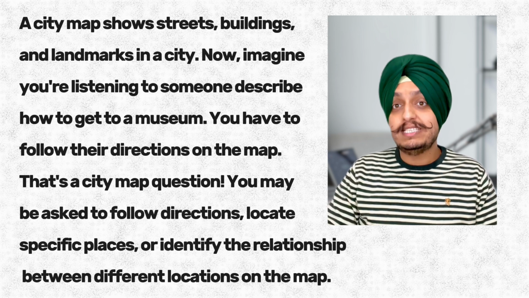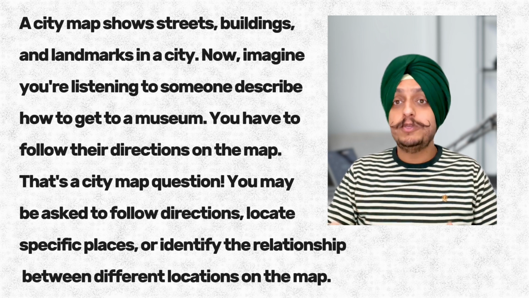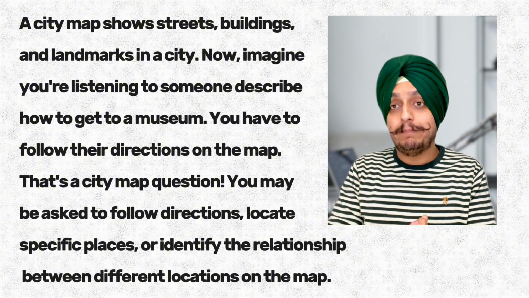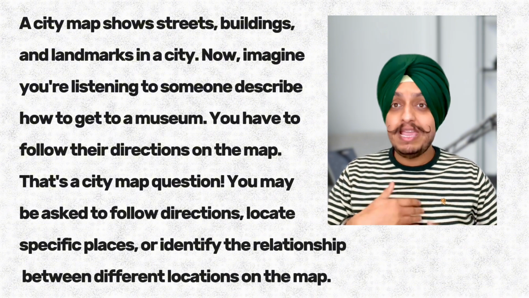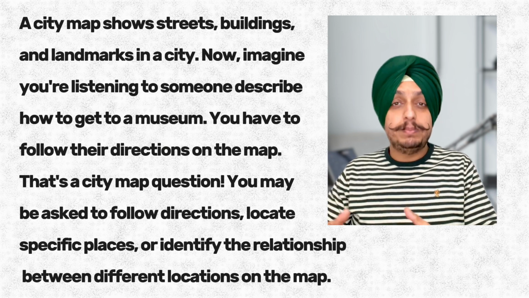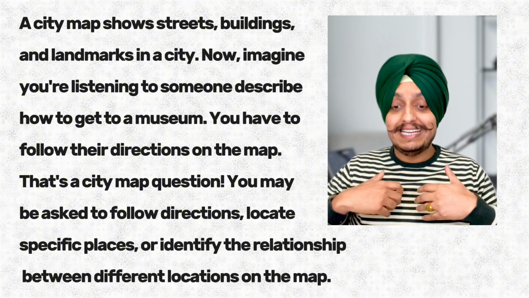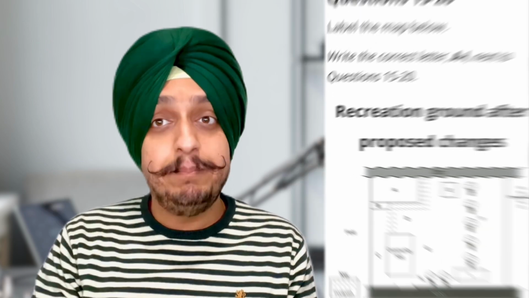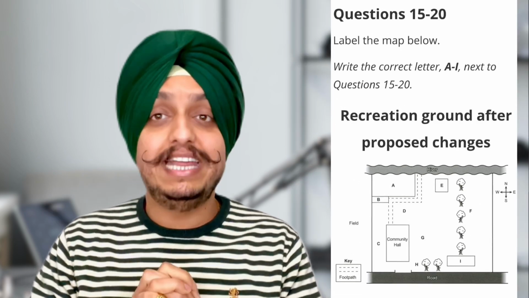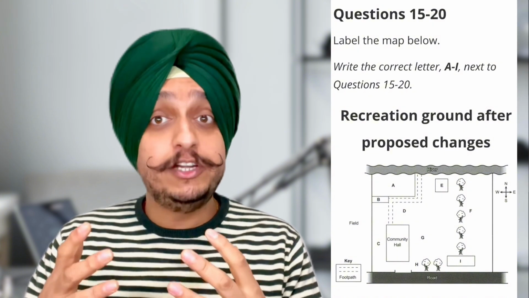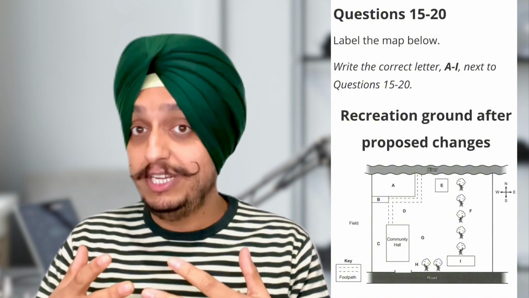Now imagine you're listening to someone describing how to get to a museum, and you will have to follow their directions on the map. That's what a city map question could be like. So you may be asked to follow directions, locate specific places, or identify a relationship between different locations on a map. That's exactly what the city map could be on the IELTS listening test. And an example of this can be found in the Cambridge 16 test for questions 15 to 20, which is about labeling the map related to the recreation ground after proposed changes. So you can have a look at that in the mentioned book.